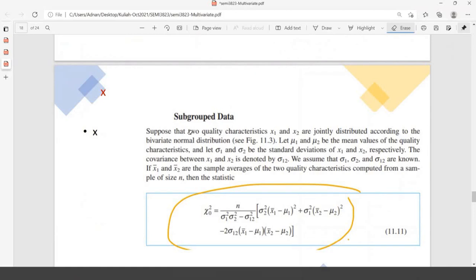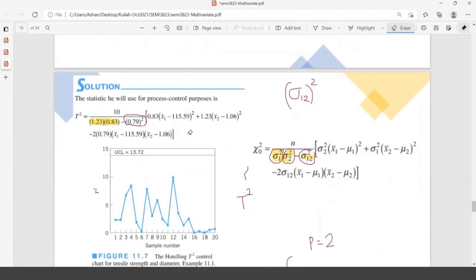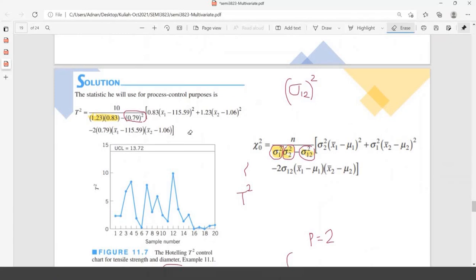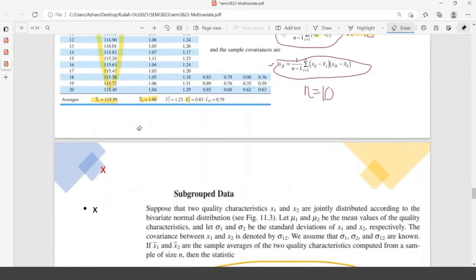Which particular sample they use here. Okay, the statistic will be used. Okay, so you have, yang bawah sekali, Doktor. Yes, the very bottom. All right, this one. So they are taking the averages. Okay. So, but in the formula, it doesn't show that.